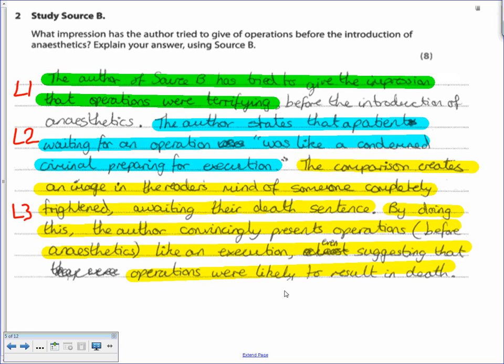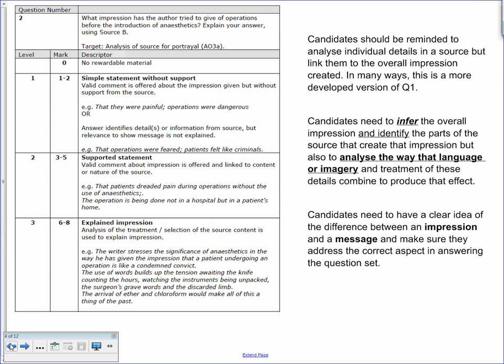By doing this, the author convincingly presents operations before anaesthetics like an execution, even suggesting that operations were likely to result in death. He's saying how that statement there answers this point here. In doing this, already the candidate would get a level 3 and be awarded a minimum of a 7. Unless the detail of the explanation was light, it would get a 7. If it was light, it would get a 6.